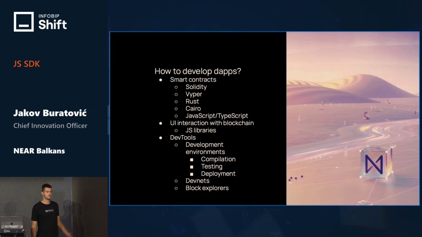So you have devnets, which are tools that actually run everything on your local machine. You can configure them to produce blocks every second or even faster, and that reduces your development time quite a lot. Plus, you have block explorers. These tools are useful for debugging, for tracking transaction interactions on blockchain, and all kinds of interesting things.